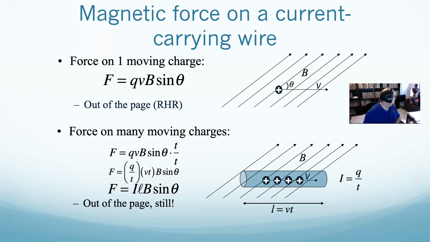And so any current carrying wire will feel a force in a magnetic field. For the direction of current, you mark the direction of the current, not the direction of electrons, because of all that backwardness. But any current carrying wire will feel that force.